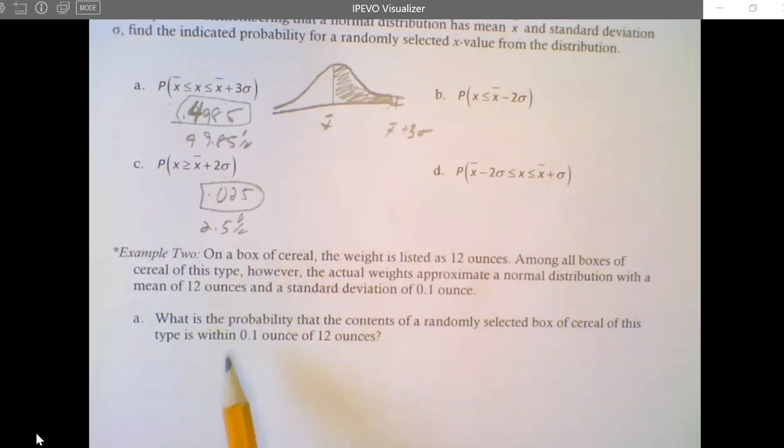Example 2 says, on a box of cereal, the weight is listed as 12 ounces. Among all the boxes of cereal of this type, however, the actual weights approximate a normal distribution with a mean of 12 ounces and a standard deviation of 0.1 ounces. So before we begin, we have to draw that picture. And that picture would look like this.